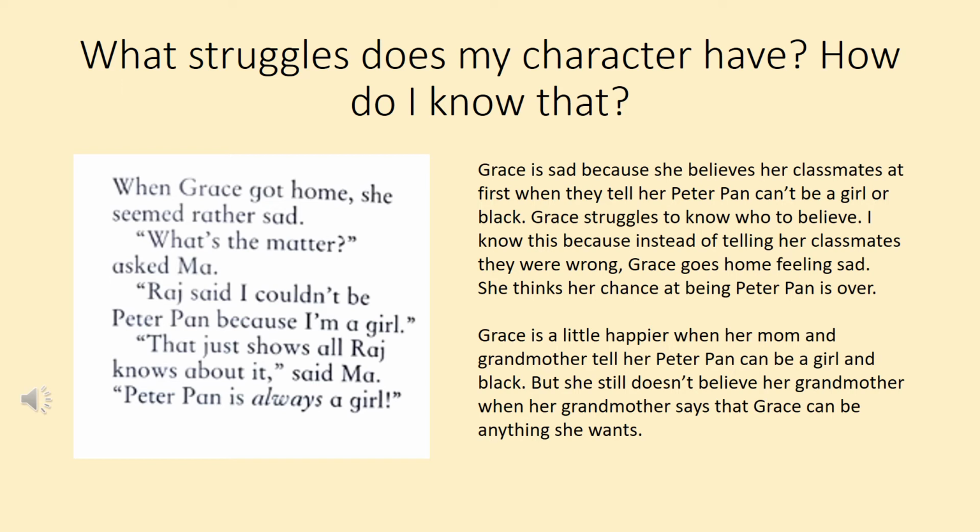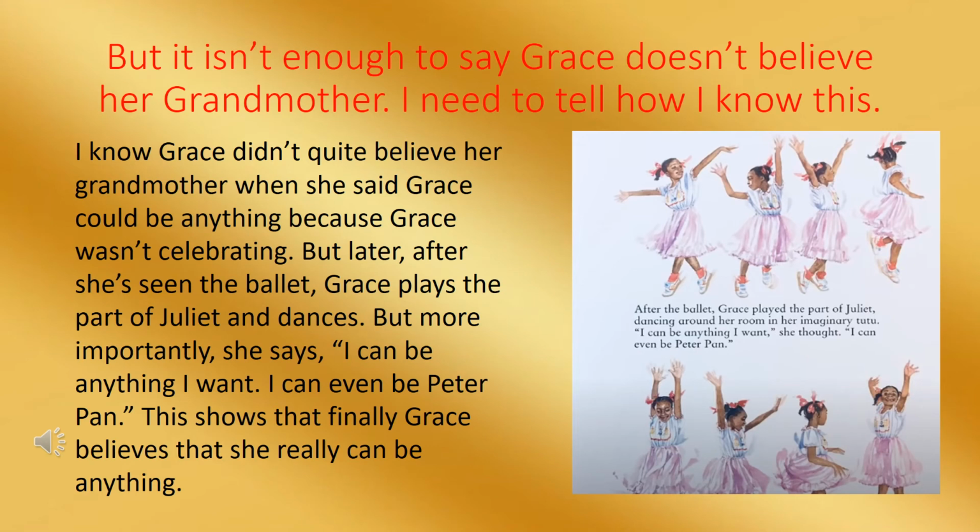Grace is a little happier when her mom and grandmother tell her that Peter Pan can be a girl and black. But you get the sense she doesn't believe her grandmother when her grandmother says Grace can be anything she wants to be. But it isn't enough to say Grace doesn't believe her grandmother. I need to tell how I know this. I know Grace didn't believe her grandmother when she said that Grace could be anything, because Grace wasn't celebrating.